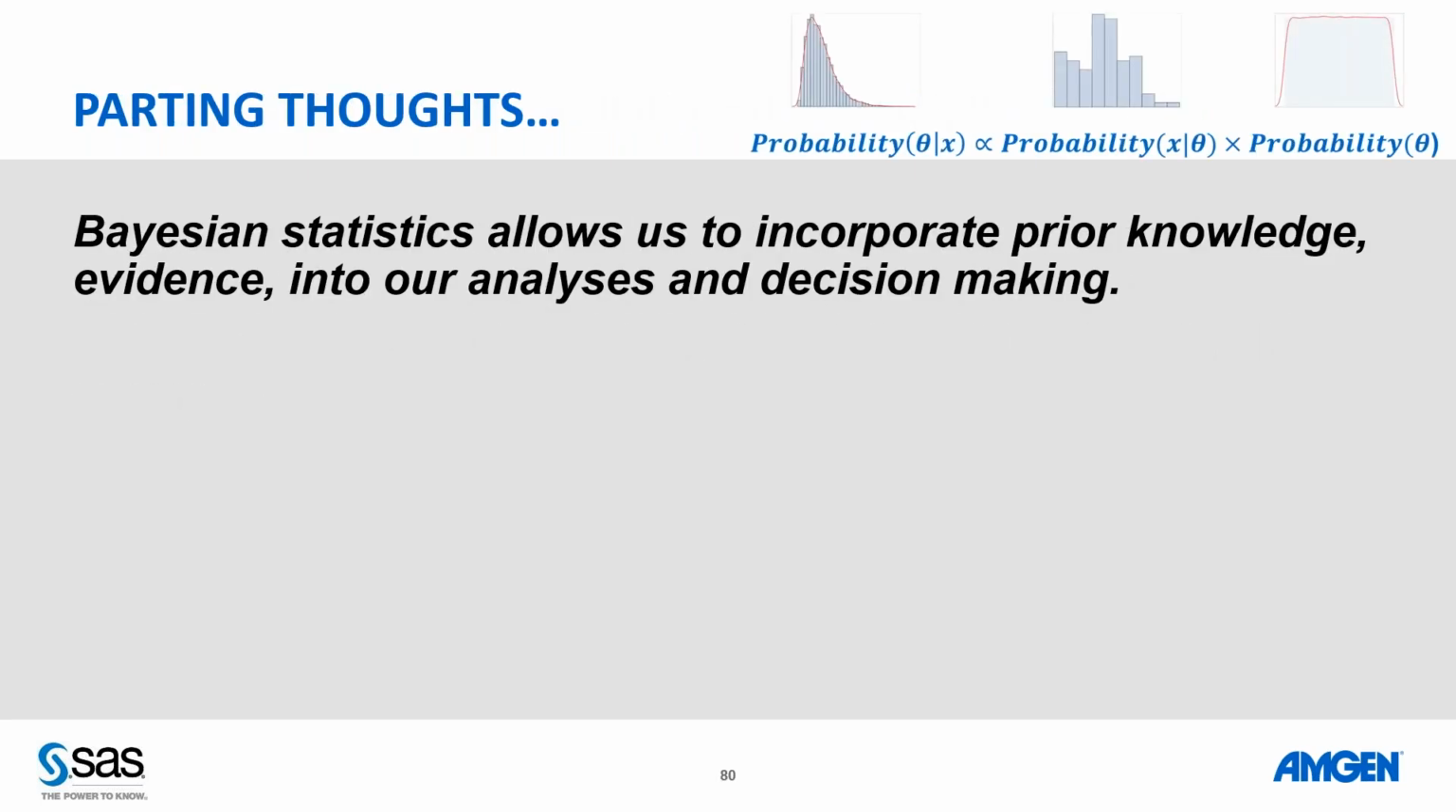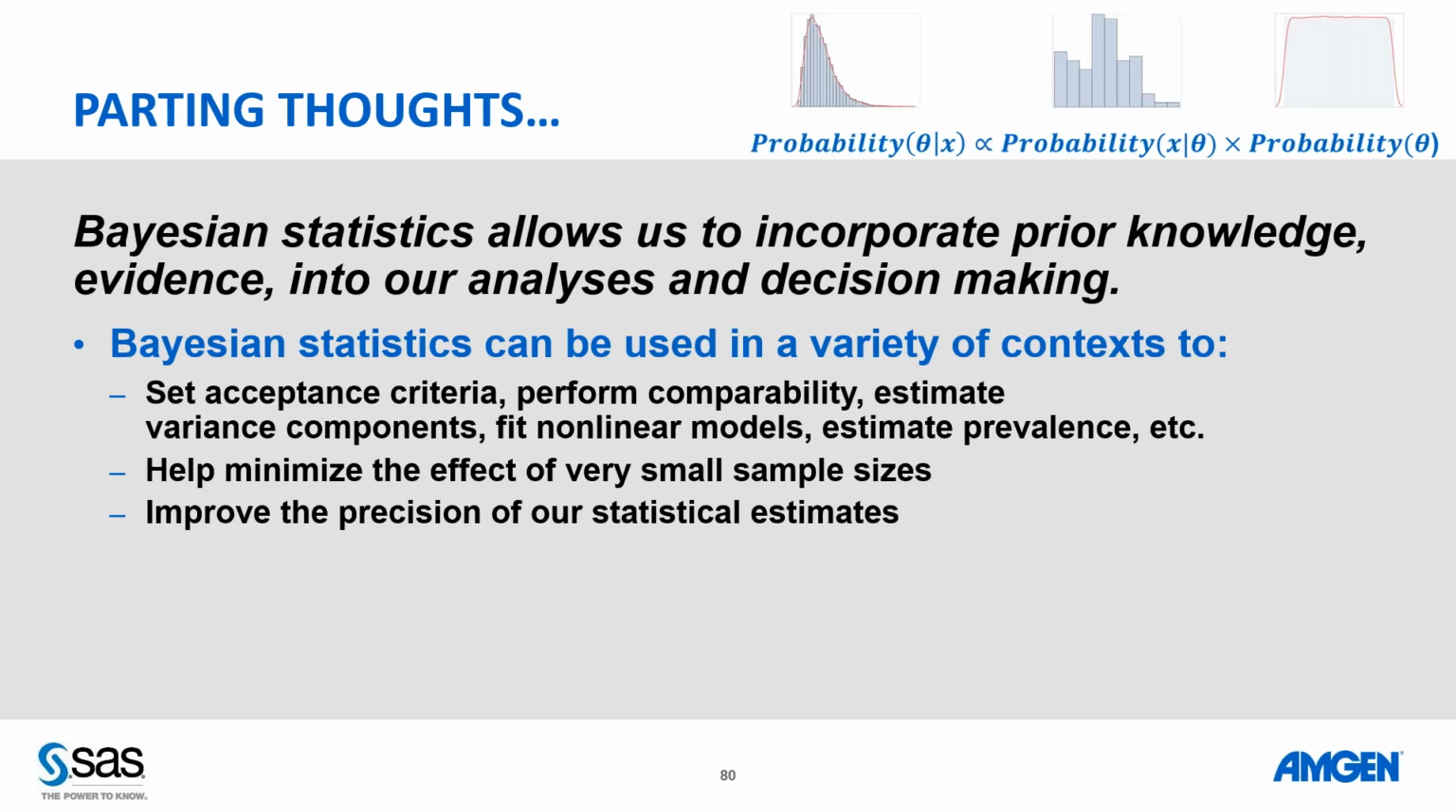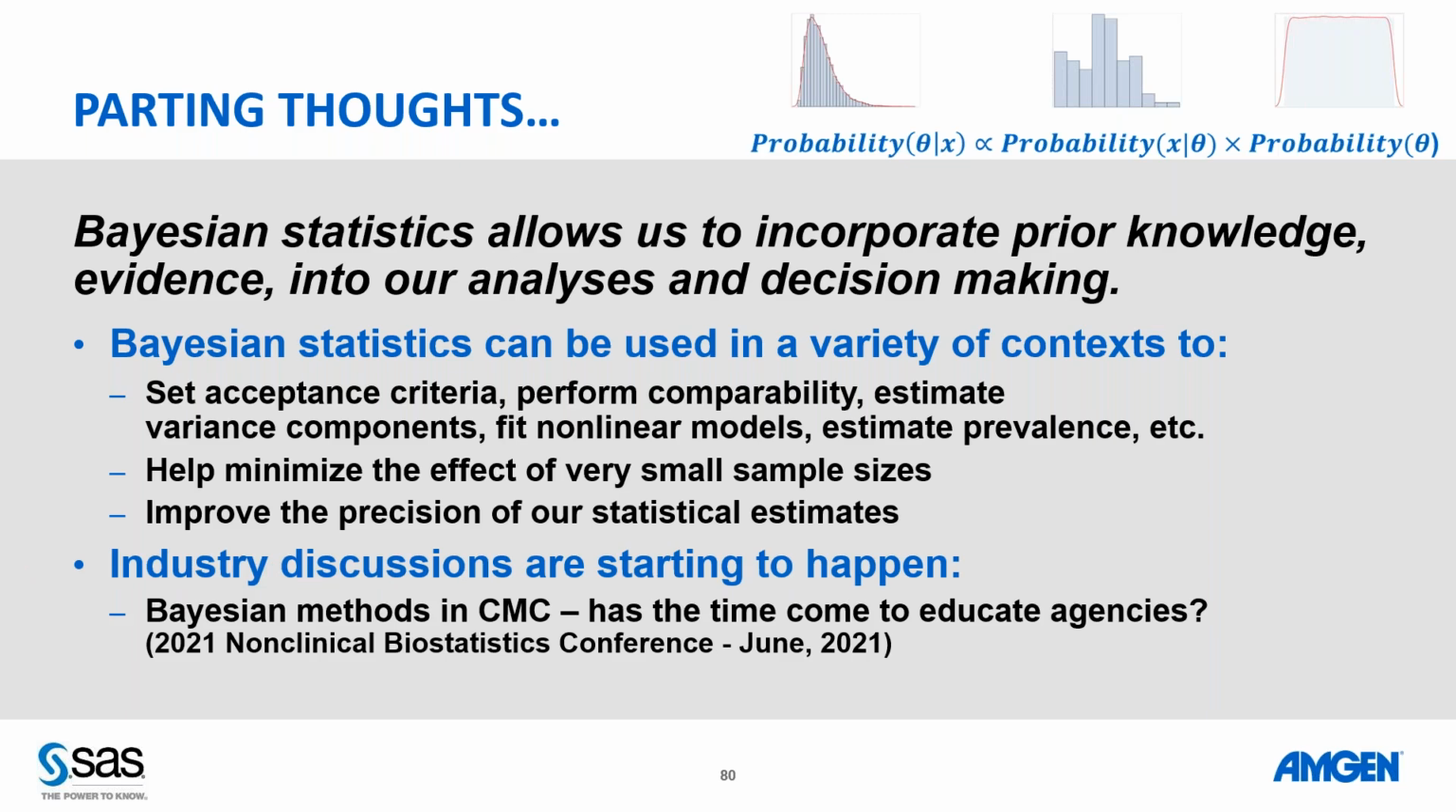So with Bayesian statistics, we can incorporate prior knowledge. Hopefully you've seen that, and you can see that we can use it in many, many contexts. Some industry discussions are starting to happen. We had a very fruitful one, which Stan was involved in, at the CMC conference, the non-clinical biostat conference in June. And the time has come, I believe. We were hoping that we had people from regulatory agencies here, and hopefully some of them were able to attend so they can see how some of these things can be used in industry.